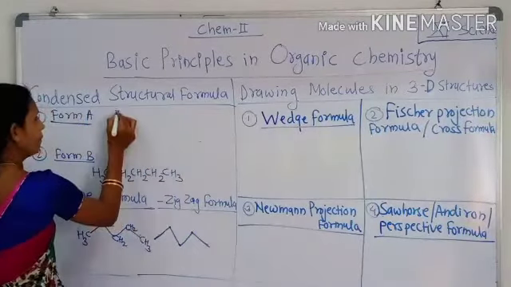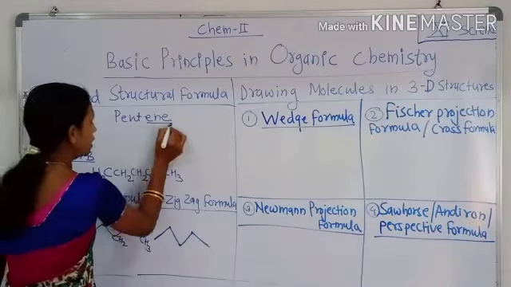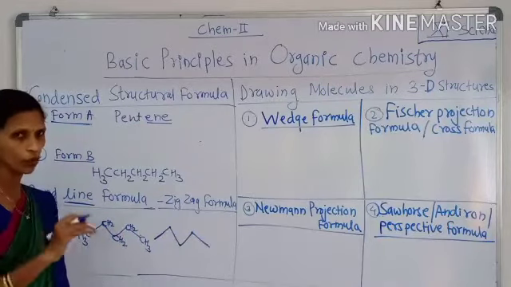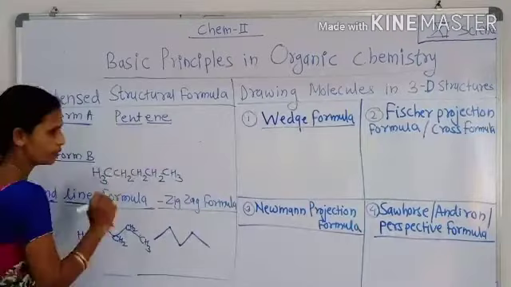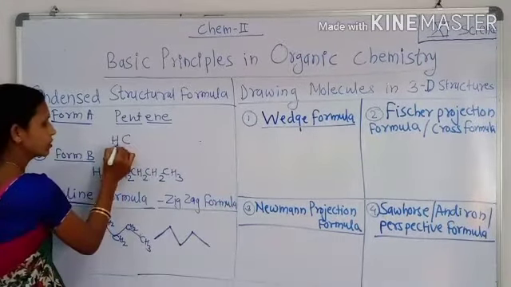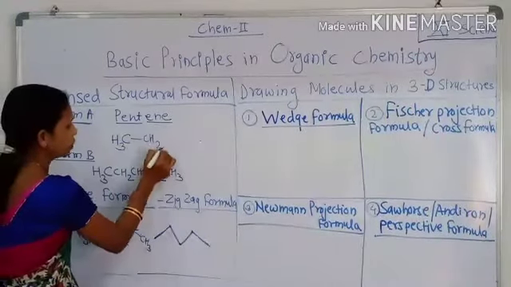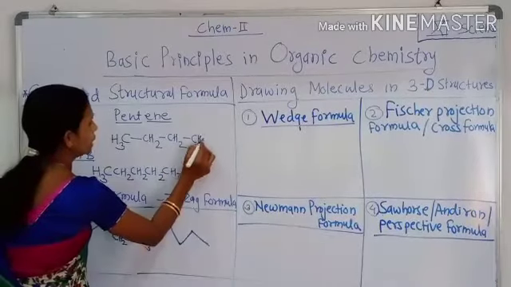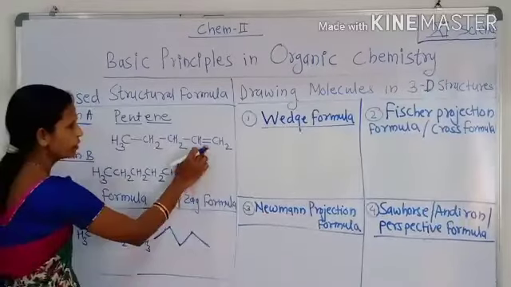See here, pentene. That means the suffix "ene" indicates that there is a carbon-carbon double bond, and "pent" means it contains 5 carbon atoms. Therefore we have to write the condensed structure for it, that is CH3-CH2-CH2-CH=CH2. See here, focus on it.